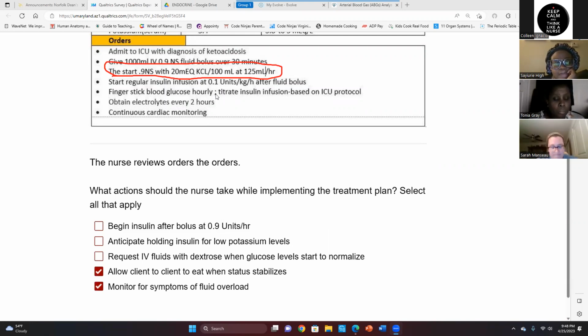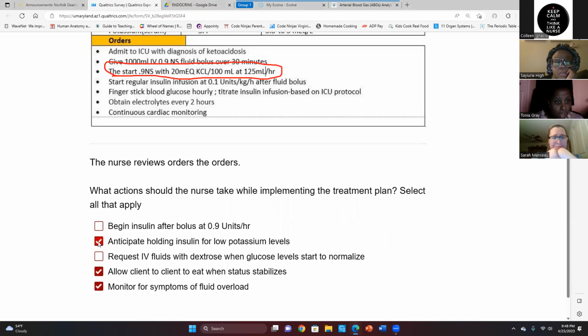If your patient is on an insulin drip, right, like a cardizem drip, which is cardiac, but insulin, every hour we are going to take their blood sugar. And once we get their blood sugar, you're going to change it. Exactly, you're going to adjust it. That's what titrating it means. Obtain electrolytes every 2 hours because we are giving so much fluid at this point. Cardiac monitoring. Okay. So anticipate holding insulin for low potassium levels.